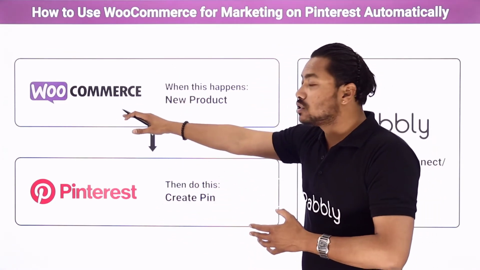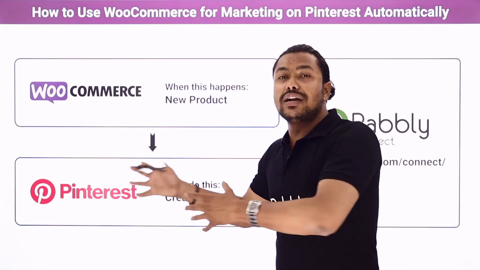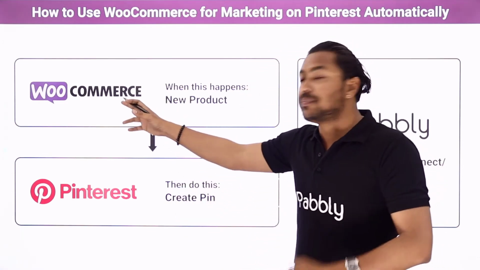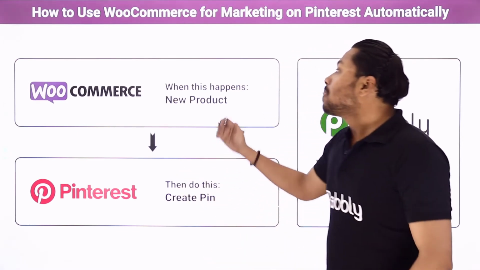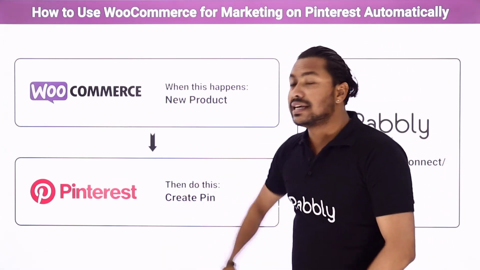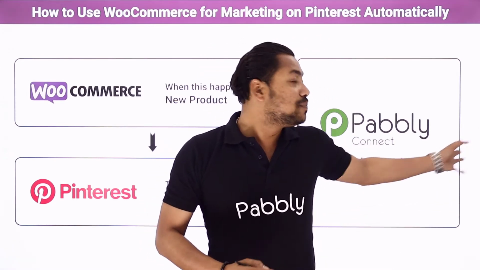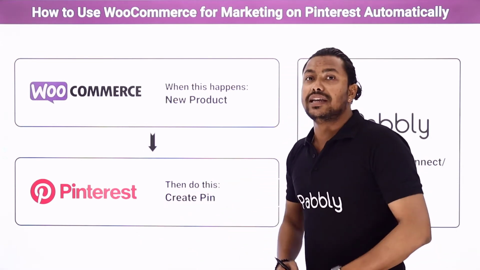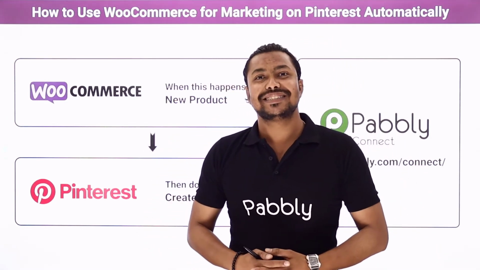So what will happen? Whenever we post a new product, the people on Pinterest will see that product, will follow that product, and if they like that product, they are going to buy it directly from Pinterest using the link we are going to provide. So we are going to use WooCommerce and Pinterest, and to do this automation, we are going to use an integration and automation service, Pabbly Connect, which will help us connect WooCommerce and Pinterest automatically. Now if you want to learn how to do this automation, you have to come with me to the screen.